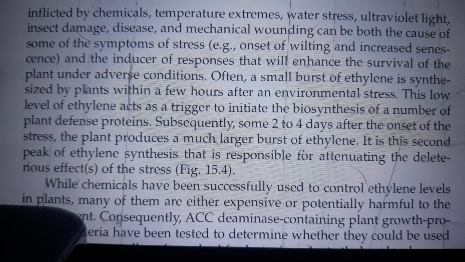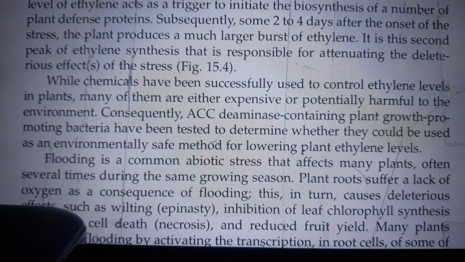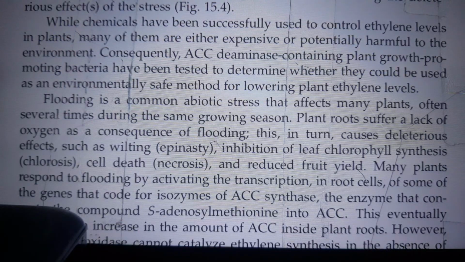Often, a small burst of ethylene is synthesized by plants within a few hours after environmental stress. This low level of ethylene acts as a trigger to initiate the biosynthesis of a number of plant defense proteins. Subsequently, some 2 to 4 days after the onset of the stress, the plant produces a much larger burst of ethylene. It is this second peak of ethylene synthesis that is responsible for exacerbating the deleterious effects of the stress. While chemicals have been successfully used to control ethylene levels in plants, many of them are either expensive or potentially harmful to the environment. Consequently, ACC deaminase-containing plant growth promoting bacteria have been tested to determine whether they could be used as an environmentally safe method for lowering plant ethylene levels.